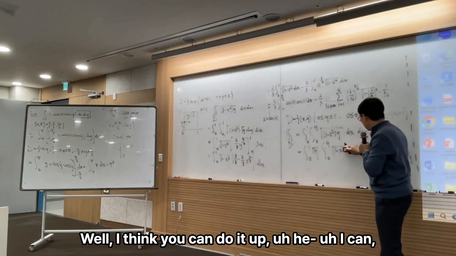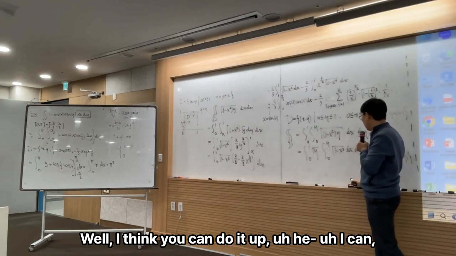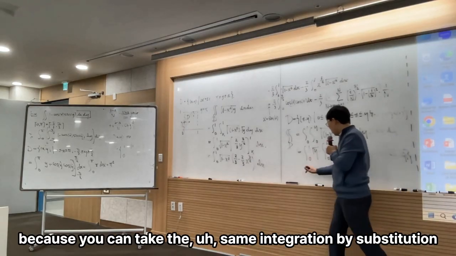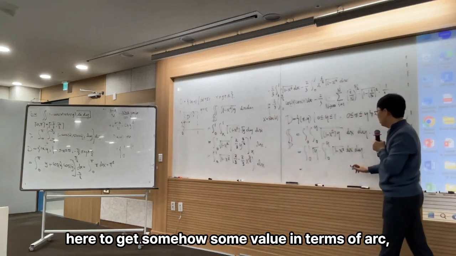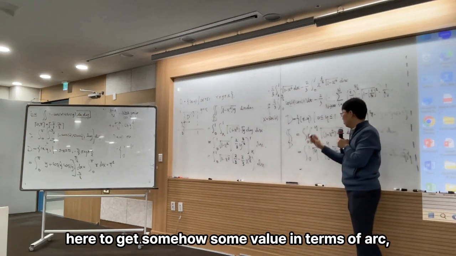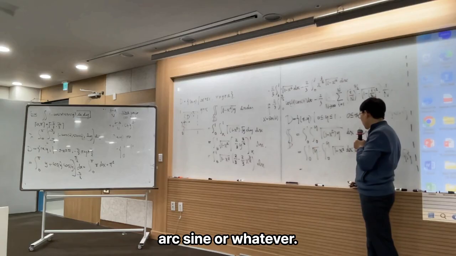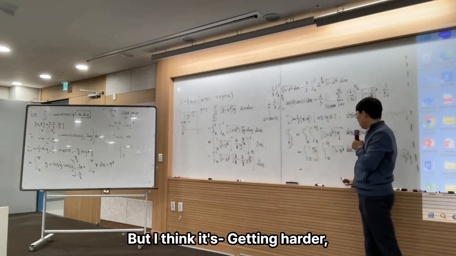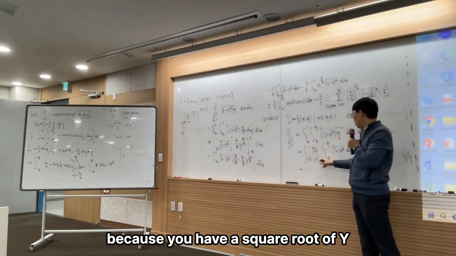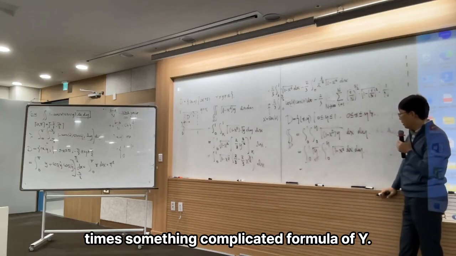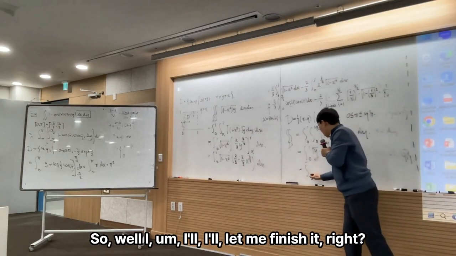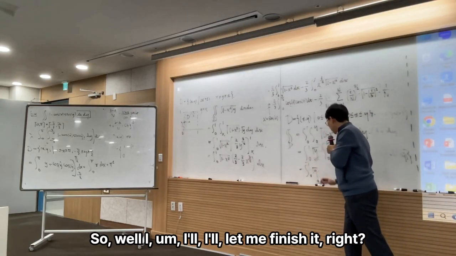Well, I think you can do it here, because you can take the same integration by substitution to get some value in terms of arc sine or whatever. But I think it's getting harder at the next point, because you have a square root of y times something in a complicated formula of y. So, let me finish it.